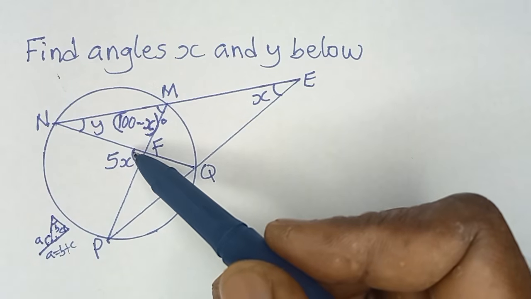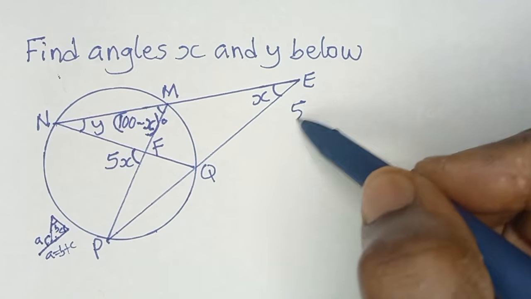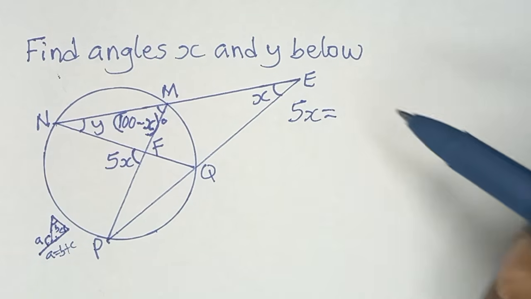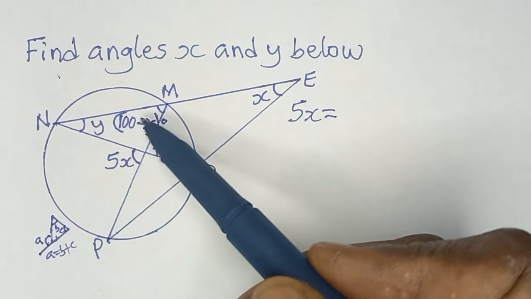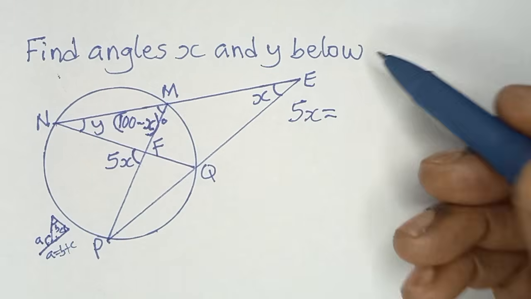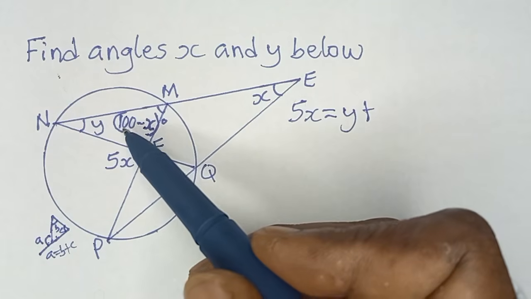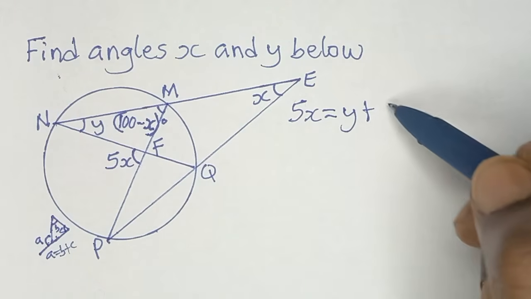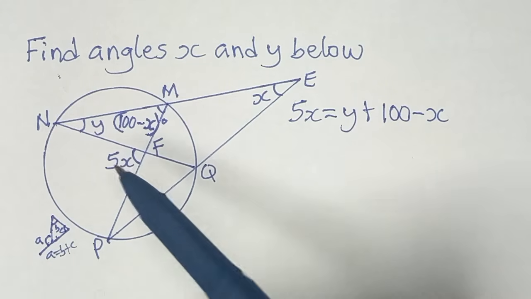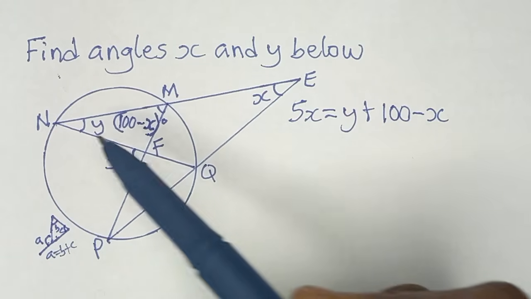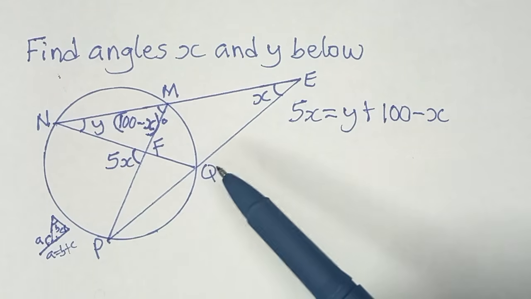So now, you agree with me that this 5x is the exterior angle. So I can simply write 5x there, as the exterior angle is equal to the sum of the two opposite interior angles. So which is equal to y plus this third angle, which is 100 minus x. So don't forget that rule. The exterior angle of a triangle is equal to the sum of the two opposite interior angles.